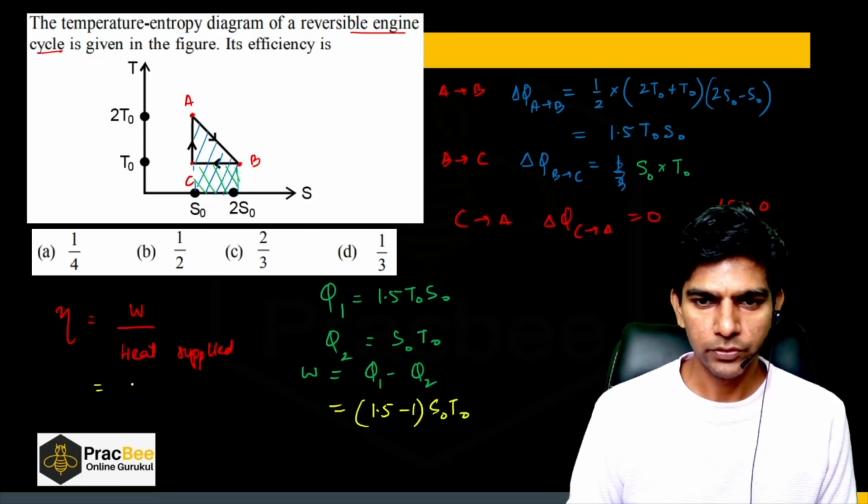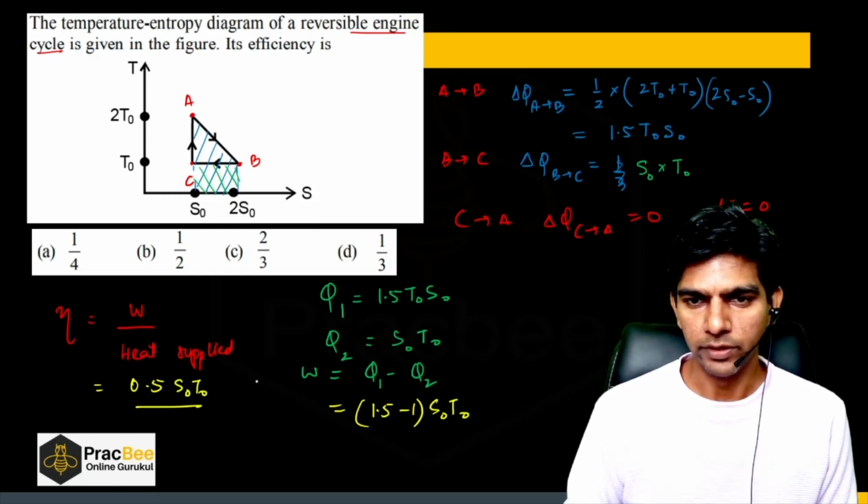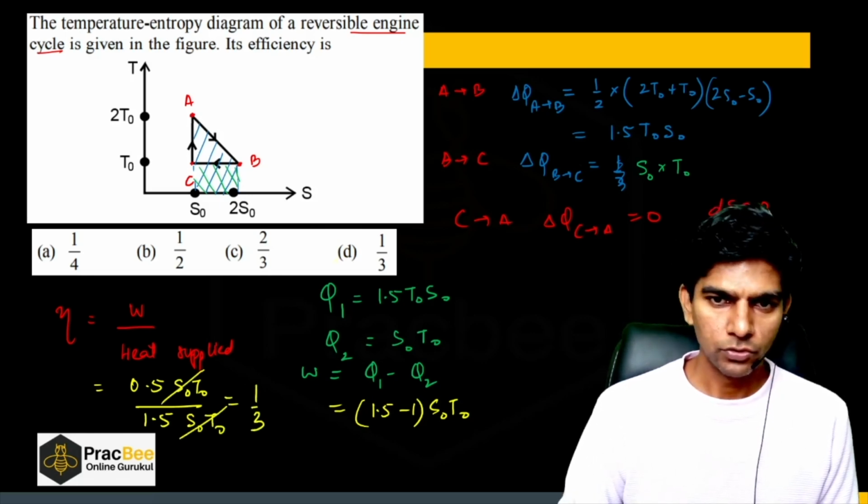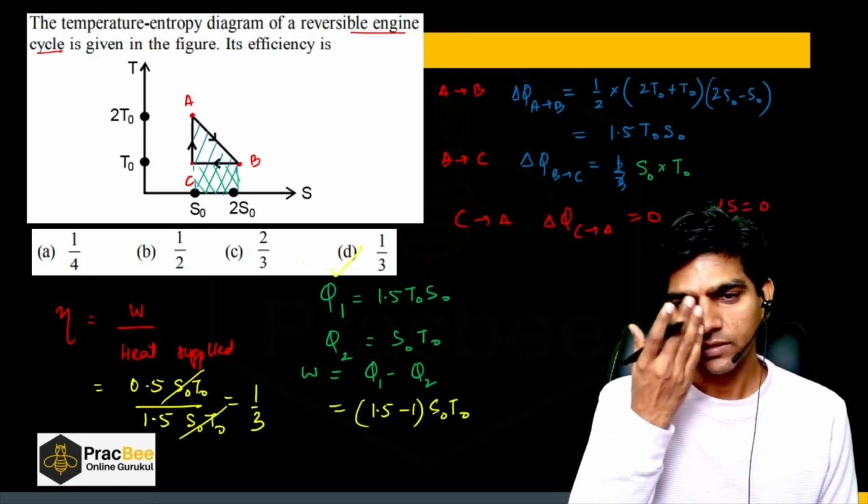Okay, now let us put in the values. So 0.5 S naught T naught divided by heat supplied, that is Q1, right? So 1.5 S naught T naught, which comes out to be 1 by 3. So option D is the right answer.